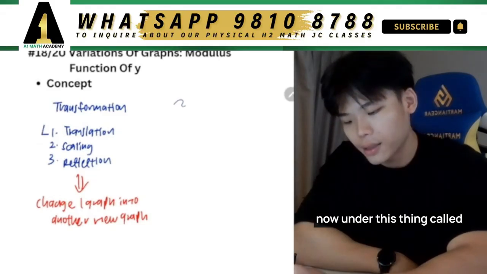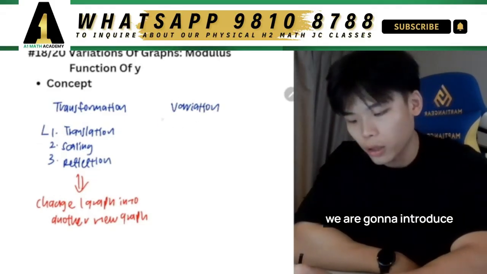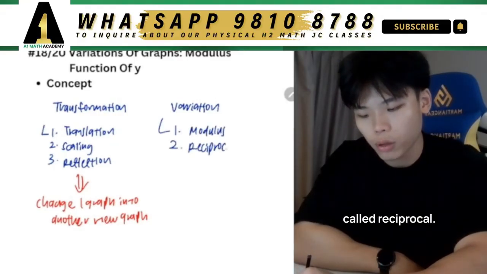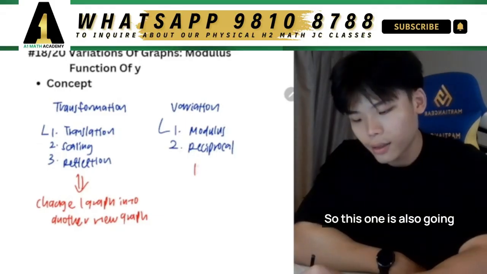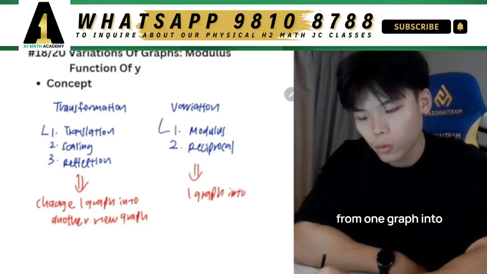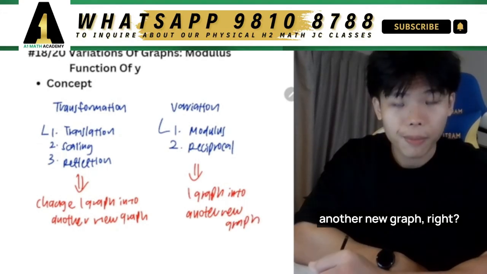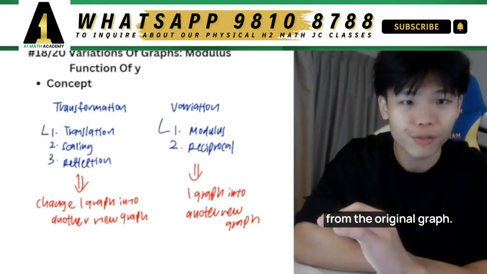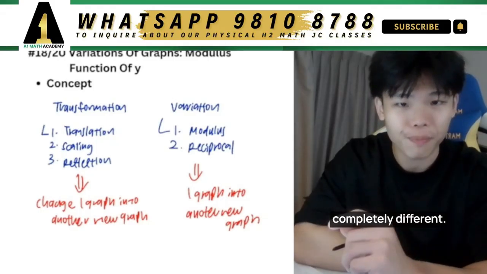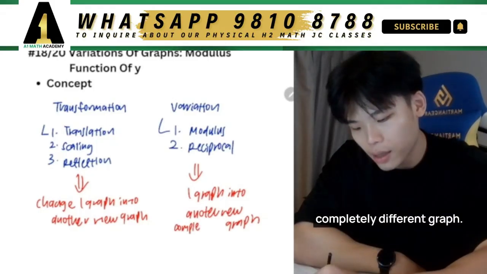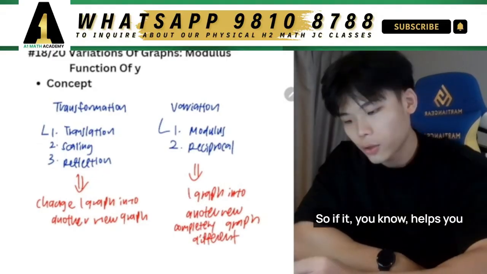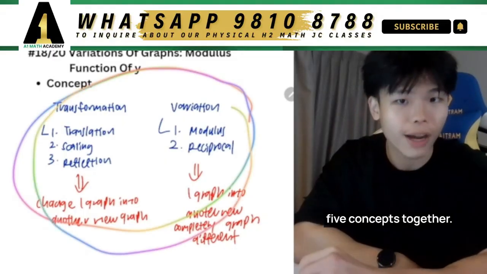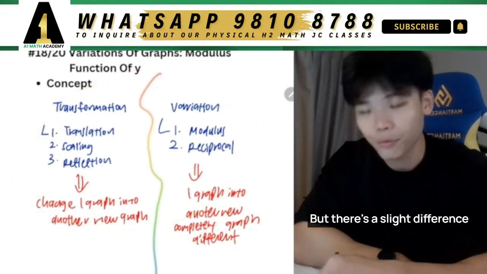But now, under this thing called the variation of graphs, we are going to introduce two more concepts. One is called modulus. The second one is called reciprocal. So this one is also going from one graph into another new graph, right? But the thing is that this new graph is completely different from the original graph. Completely different. So if it helps you in your revision later on, you can just revise all these 5 concepts together. But there's a slight difference between these two.